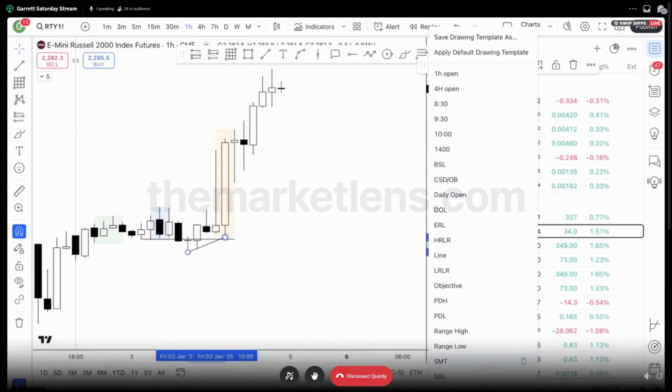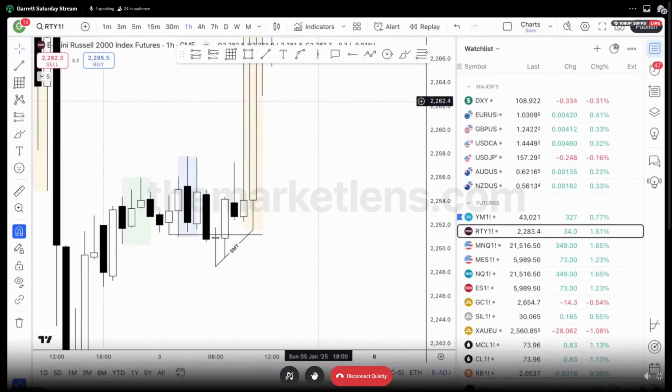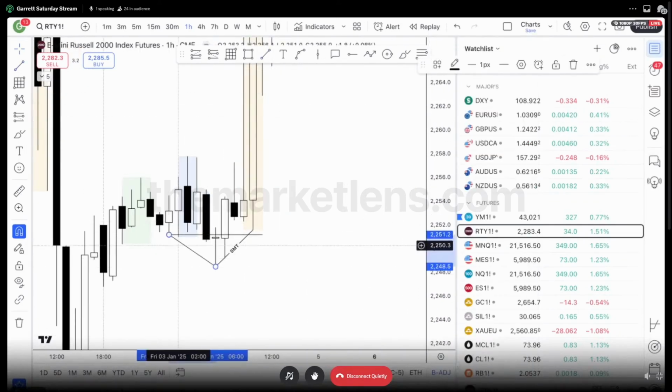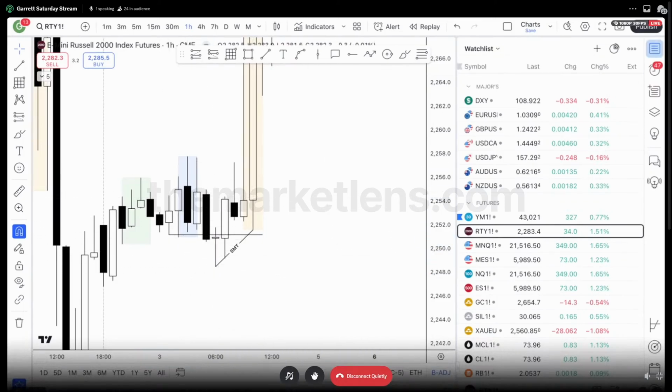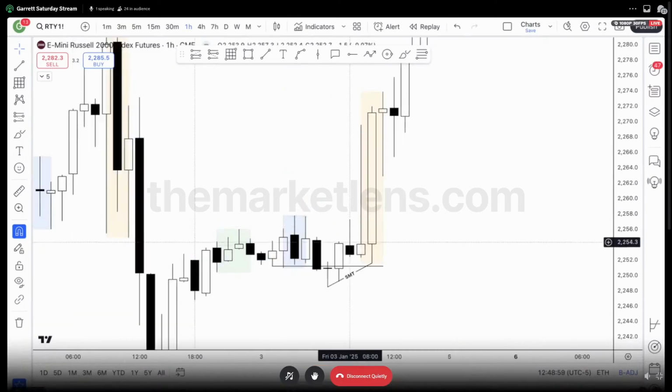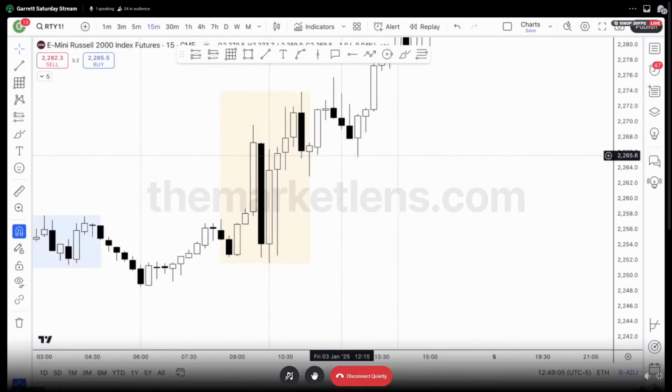I don't really look at indices too much, but there's basically two SMTs here, right? You have this SMT first, and you see how the news event, this is what you want to see. You want the news event to expand away from any manipulation. That's what we kind of see here. I don't think it's that clean though.